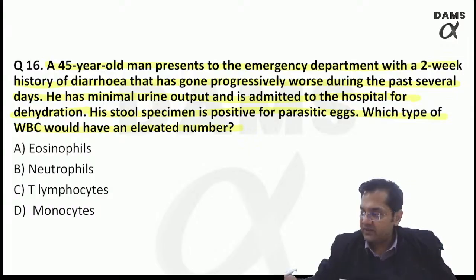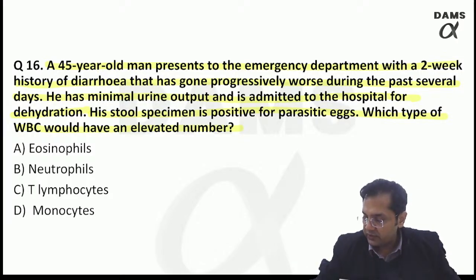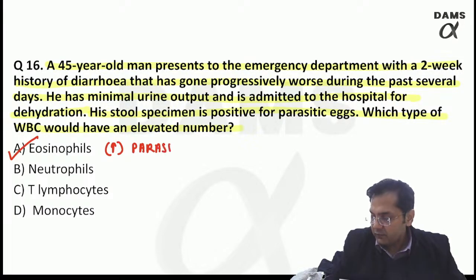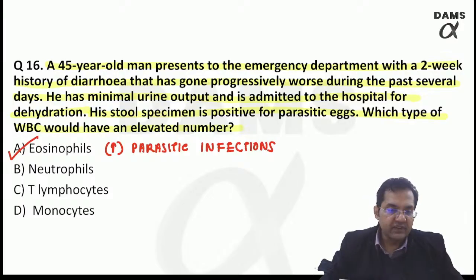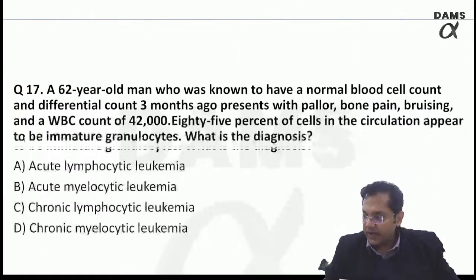The answer is very easy. Basically the stool is positive for parasites. So which cells are elevated in parasitic infections or infestations? I think all of you know the answer. Only and only eosinophils. Eosinophils normally are very few in percent, hardly 2 to 3 per 100 cells, but we say eosinophil numbers increase in parasitic infections or infestations.